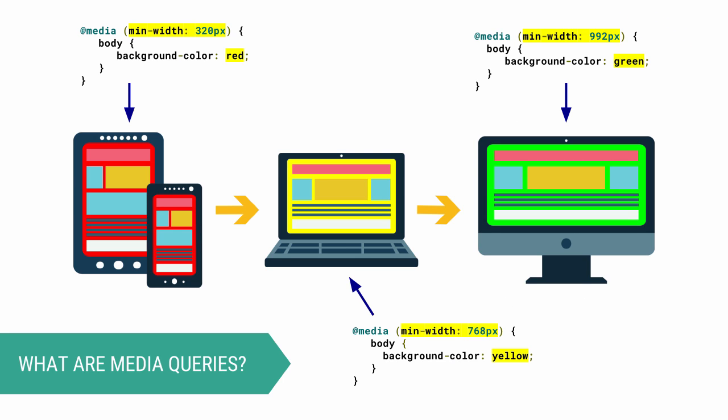Here we have three different types of devices, and we have three media queries. Depending upon the expression that's satisfied, a different style rule is applied. So, if we're on a small device, the background color is red, a medium device, yellow, and a large device, green.